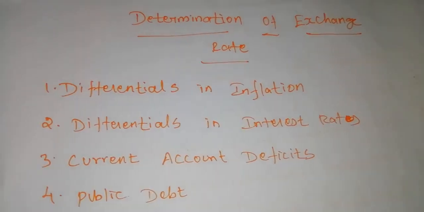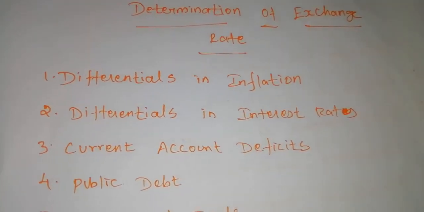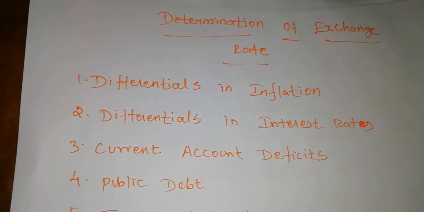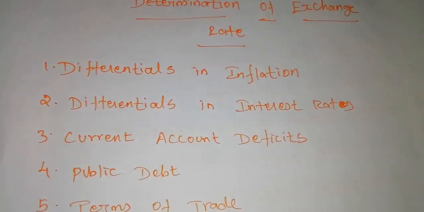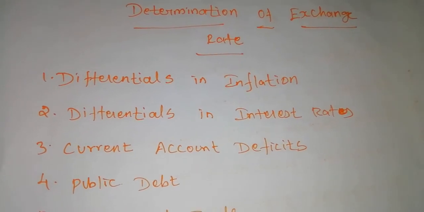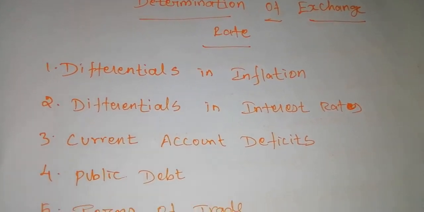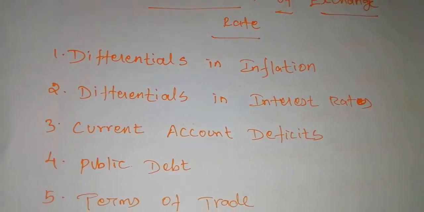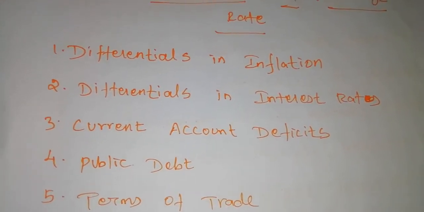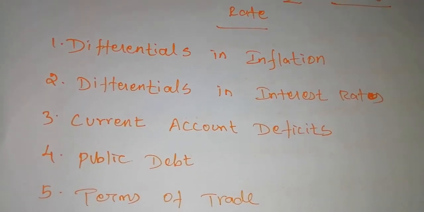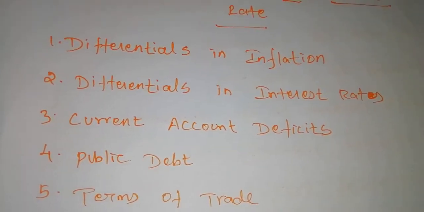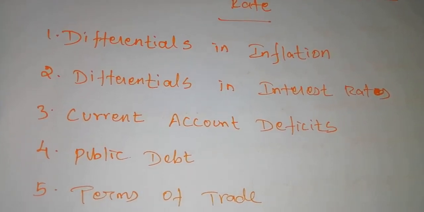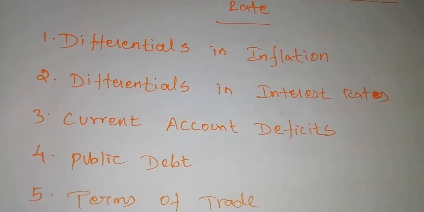Next, determination of exchange rate. How is the exchange rate value determined? On the basis of some factors, the foreign exchange value is determined. First, the differential in inflation. Inflation and exchange rates are inversely related. A country with a consistently lower inflation rate exhibits a rising currency value.